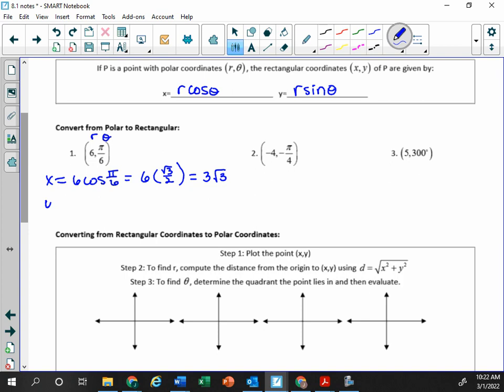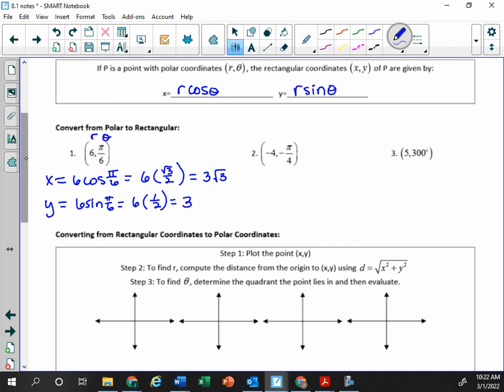Okay, then for the y, I do the same thing, but with sine. So 6 sine of pi over 6. Well, what is the sine of pi over 6? Yep. 6 times 1/2. Oh dear, 6 times 1/2? 3. Hopefully that's not the hard part today.